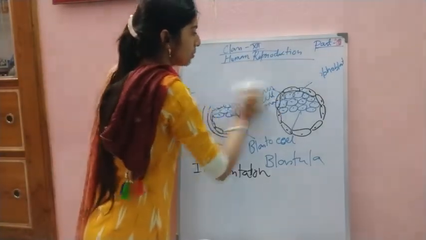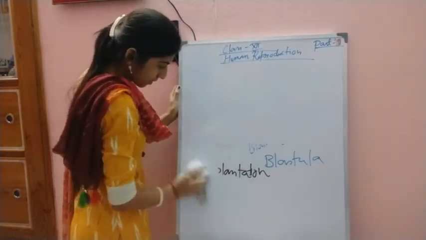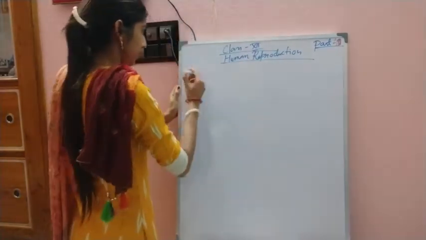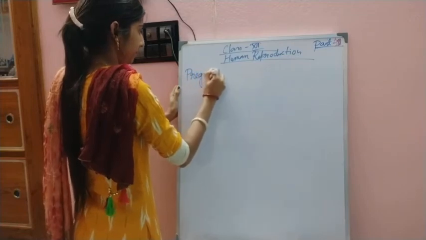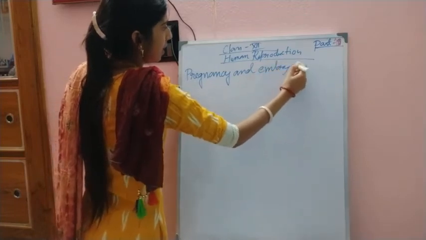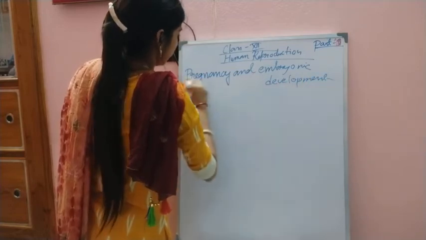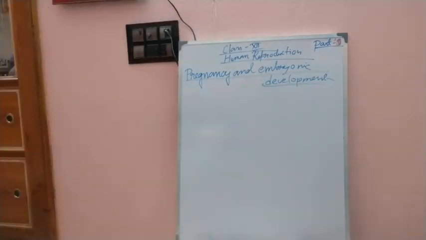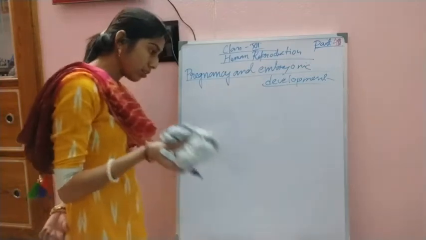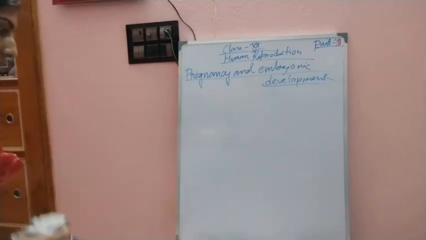So what is next? We have seen cleavage, and we have seen morula and blastula formation. Now we will see pregnancy and embryonic development. So what is pregnancy? Pregnancy is the condition of a developing embryo or fetus inside the womb of the female body. Okay, that condition is called pregnancy.